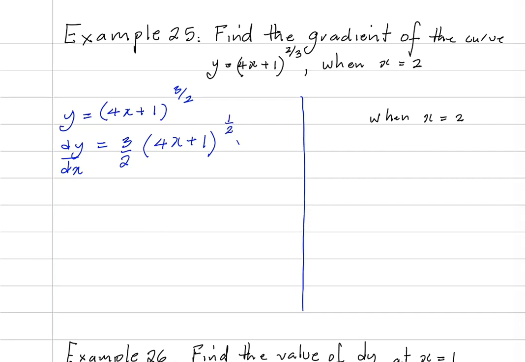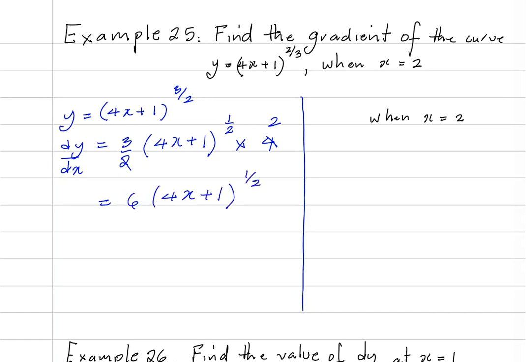Alright, and now we have to multiply by the differential of the inside function. The inside function is 4x plus 1. When we differentiate that, we're going to get 4. Alright, so here 2 cancels this 4 here, 2. So what we have is 2 times 3, which is 6, and we have 4x plus 1 raised to the half power.